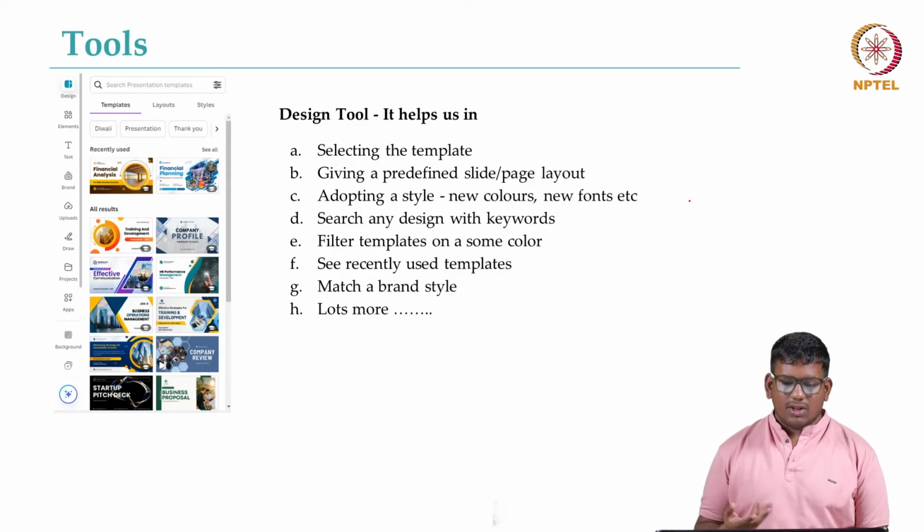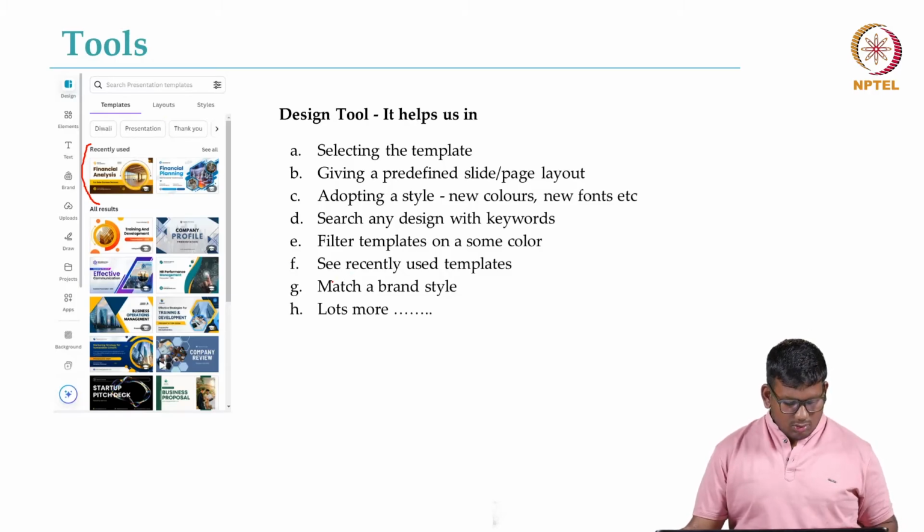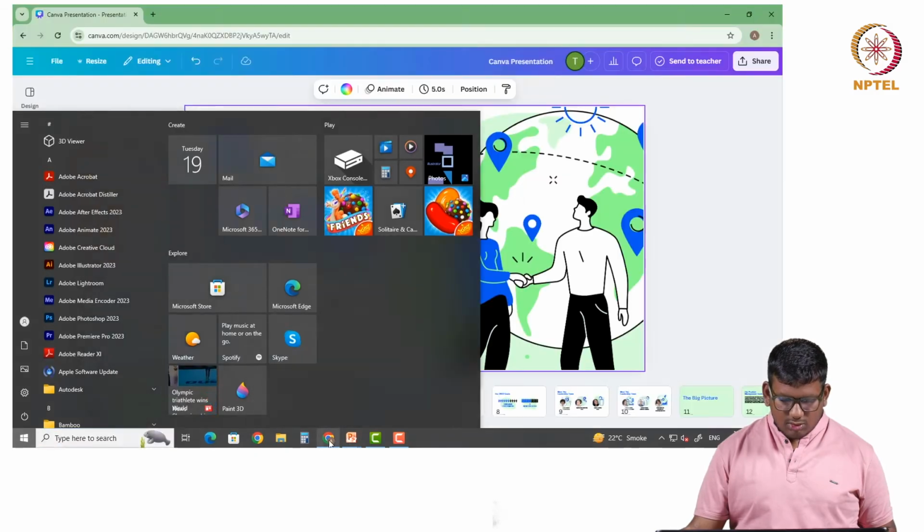Then you can filter the template on some color, and then you can see some recently used templates that you have used. Like here you can see at top we have the recently used templates. You can match a brand or style. It's visible in the layouts, and lots more. There are a lot of options that you can explore with it. So let's go to this.